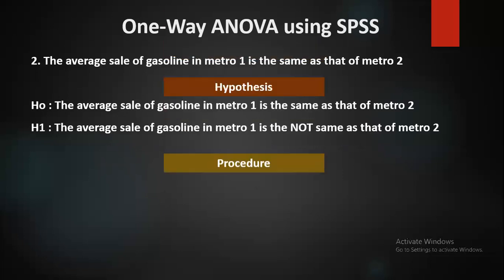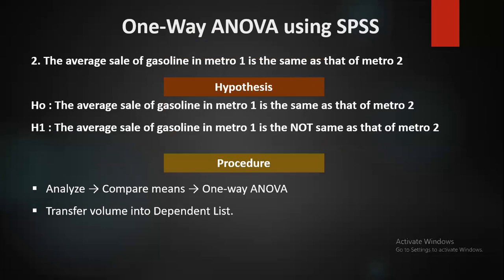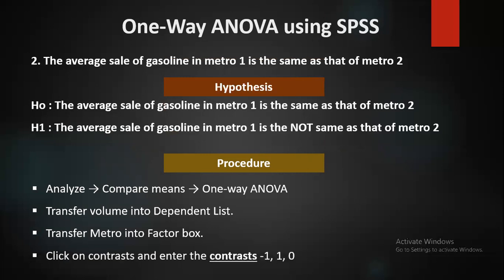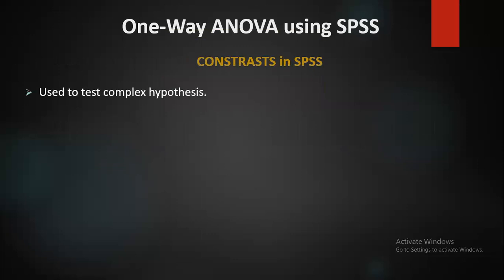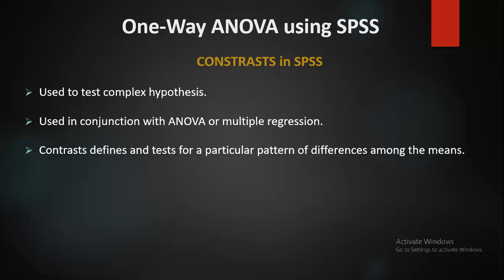Then the procedure in SPSS is the same as we did for the first. Only at the last step we need to click on Contrasts and enter the contrast -1, 1 and 0. Now what are these contrasts? Contrasts are very useful in testing complex hypotheses. Firstly, it is used to test complex hypotheses. Next, it is used in conjunction with ANOVA or multiple regression. Next, a contrast defines and tests for a particular pattern of differences among the means.